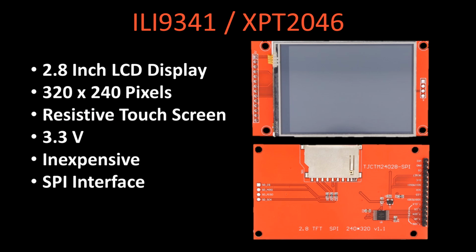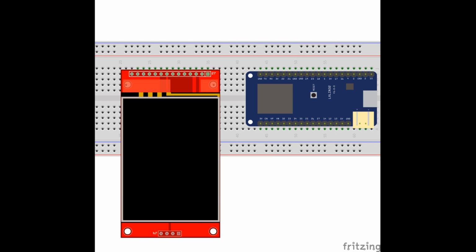For the display, I chose an ILI9341 2.8-inch 320 by 240 pixel color LCD with a built-in XPT2046 touchscreen. It's 3.3 volts, so it can easily be powered from an ESP32. Amazon sells the display for around $10 to $15 US. It uses a SPI interface, so it's very easy to connect to the ESP32. The wiring is very straightforward.